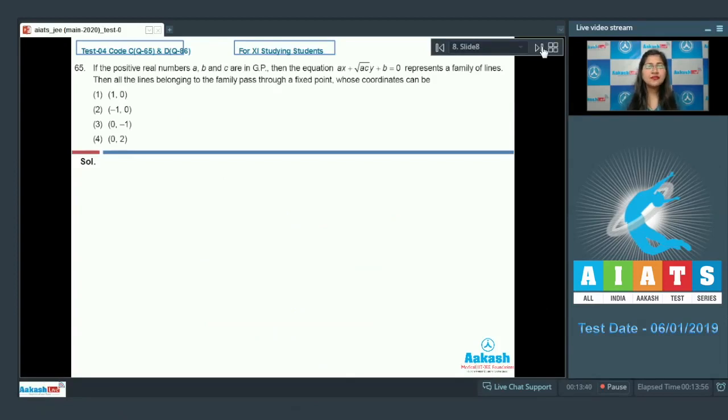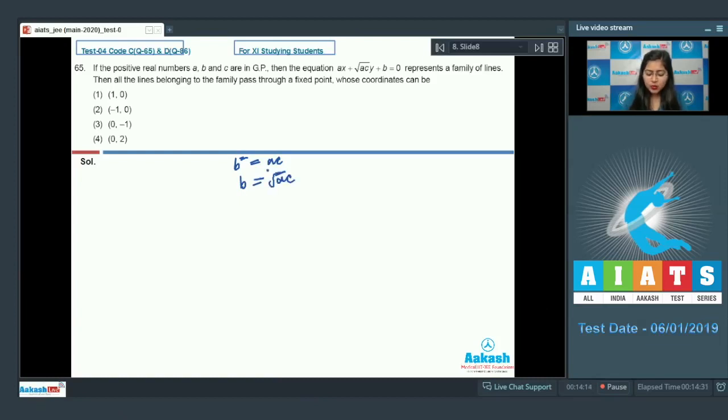Next is question number 65, which says that if the positive real numbers a, b and c are in GP, then the equation ax plus under root ac into y plus b equal to 0 represents a family of lines. Then all the lines belonging to the family pass through a fixed point whose coordinates can be. Now here it is given that a, b, c are in GP, hence we can say that b square is equal to ac, right? That is, b is equal to under root of ac.